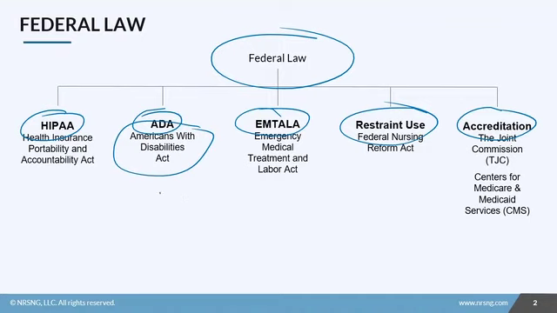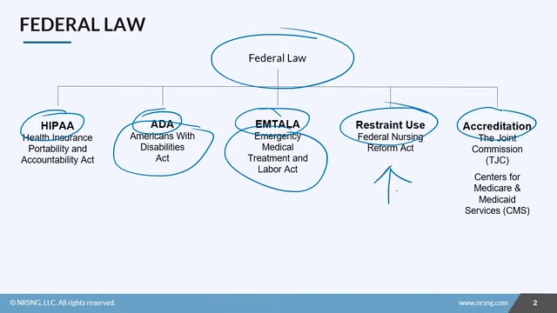The ADA is the Americans with Disabilities Act. This federal law basically says that all patients need to be treated equally, regardless of disability, and you have to apply accommodations for them. So things like wheelchair ramps and automatic doors, etc. EMTALA is the Emergency Medical Treatment and Labor Act. It's a federal law that says a patient that presents to the emergency room for an emergency can't be turned away for treatment. The other thing it says is that if a patient has an emergency, the patient has to be stabilized before they can be transferred anywhere else.